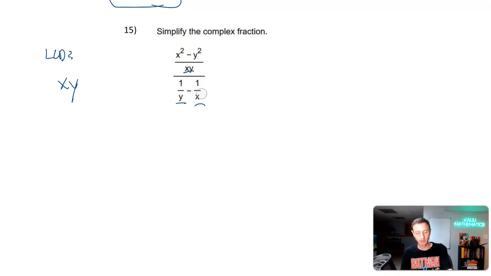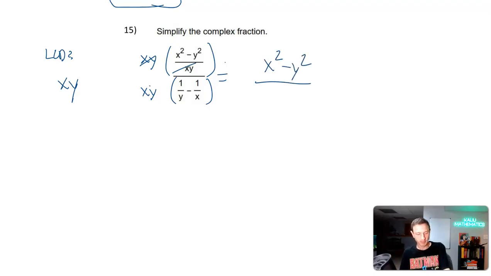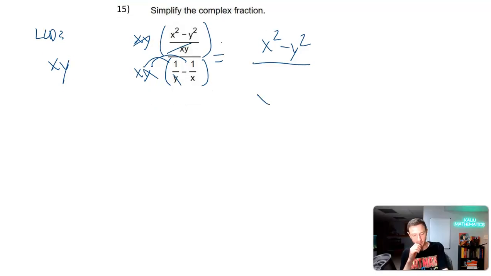If this was, in fact, like x squared here, or y to the third, then our LCD would be x squared, y to the third. It'd have to account for the highest degree on those exponents, but in this case, it's just x to the first, y to the first for top and bottom. So I'm multiplying top and bottom by the LCD of xy. So on top, the xy's cancel out, leaving us with x squared minus y squared. On the bottom, xy times 1 over y, xy times 1 over x. Y's cancel, so we are left with x.